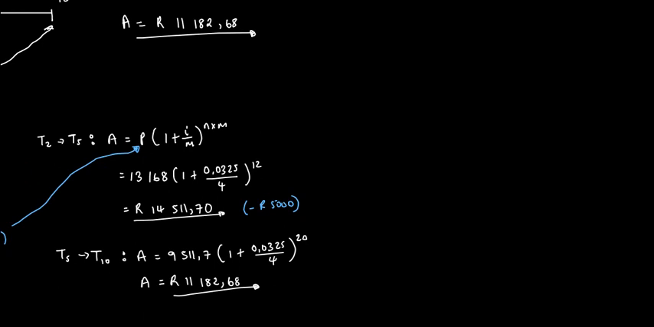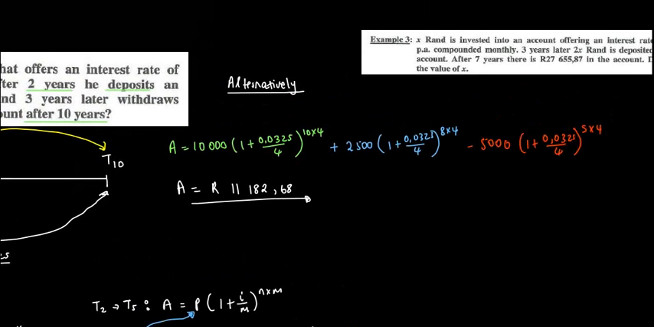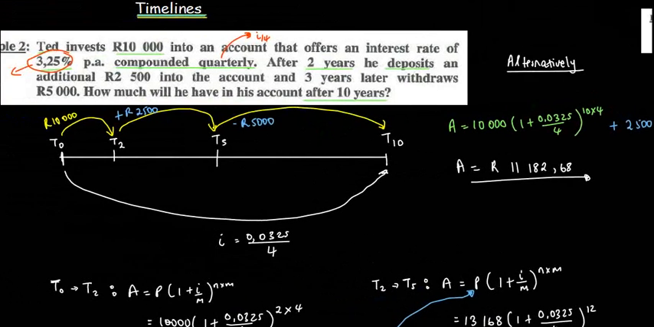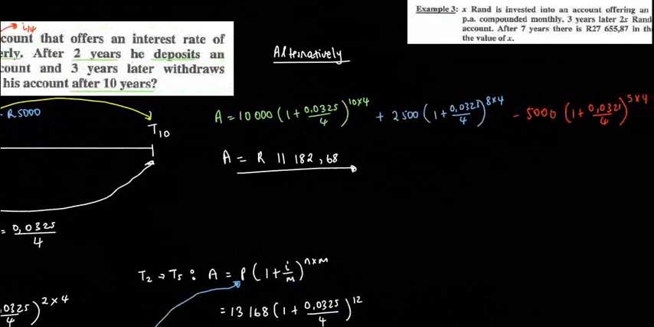Right, so that's what you get, good people. I hope that it is clear there, right? So what you do simply is that you're going to act as if nothing is going to disturb the 10,000. It's going to grow for 10 years. Then the 2,500 that is added, you're going to act as if now it's going to grow for the remaining years. Then the minus 5,000, as minus as it is, it's going to grow for the remaining years. Then you're going to get how much he has at the end.